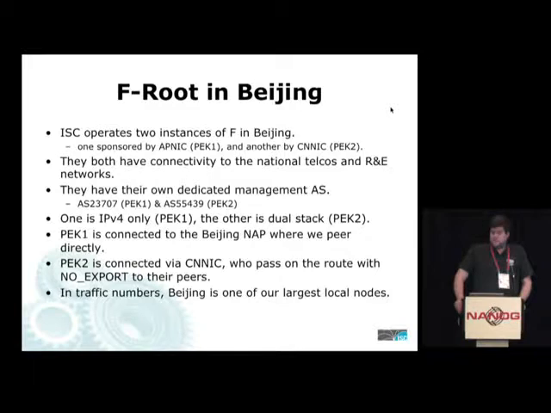Both of these nodes have connectivity to the national telcos and research and educational networks. So we have access to, say, China Telecom, China Unicom, you name it. They have their own dedicated management ASs. So at PEK1, we're at AS23707, and PEK2, we're at AS55439. Those are the immediate upstreams of, say, AS3557 at those locations. PEK1 is still IPv4 only. The other is dual stack IPv4 and IPv6. In PEK1, we're connected to the Beijing NAP, and PEK2, we're actually hosted by CNNIC, and then they export our routes over to the telcos and research networks. In traffic numbers, actually, Beijing is one of our largest local nodes.